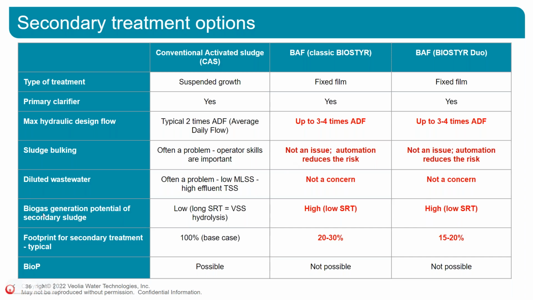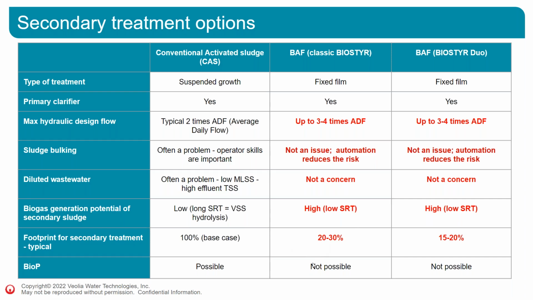Another thing is the biogas generation potential of the sludge from the secondary treatment. For the activated sludge, the biogas generation is low because the age of the sludge is high, so there's some hydrolysis of the sludge already in the process, which releases the methanogenic potential. In the BAF, this potential is very high because the sludge is very young, so you get all your methanogenic potential right here. Footprint, once again, we already mentioned, footprint is considerably lower with a BAF.